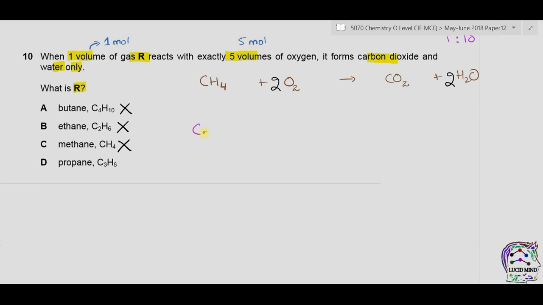Last one is propane. We have C3H8. Again, it reacts with oxygen. We have 3 carbon atoms, so we can write 3 with CO2. We have 8 hydrogen atoms, so we can write 4 with H2O. Now we have 6 and 4, 10 oxygen on the product side, so we can write 5 with O2 to make it 10. Now we can see that 1 volume of propane requires 5 volumes of oxygen. So this is according to the statement. Correct answer is D.